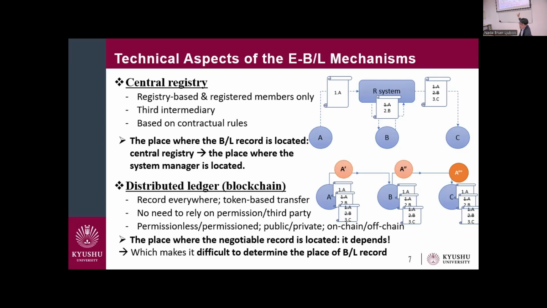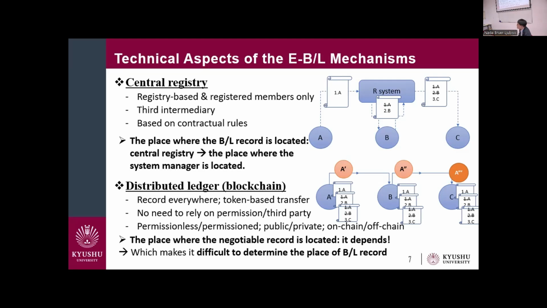For the central registry, because it is registry-based and for registered members only, it's a closed system, and central registry has not really been working seamlessly unless the parties are registered as members of the system. Basically, it relies on a third-party intermediary who is administering or managing the transfer of rights between the parties. So in that case, for the place where the bill of lading record is located, we need to consider the location of the central registry or the third-party intermediary administering the system. And that is likely to be the place where the system manager is located.